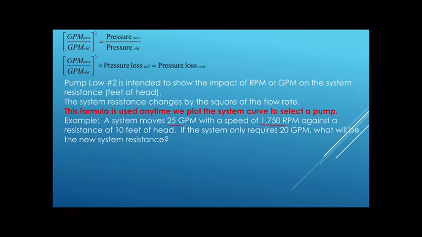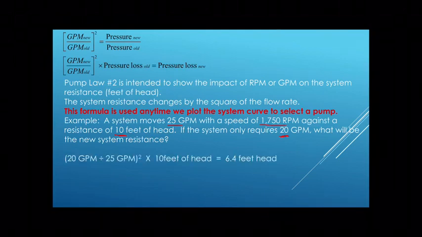And if I drop it down to 20, what is it going to do? What's going to happen to this? So in this case, 25 GPM. We're going to run 1750 RPM. We're going to do this against 20 GPM, and the original resistance is 10 feet of head. Now that 10 feet of head correlates to the 25 GPM. So let's find out what the resistance will end up being.